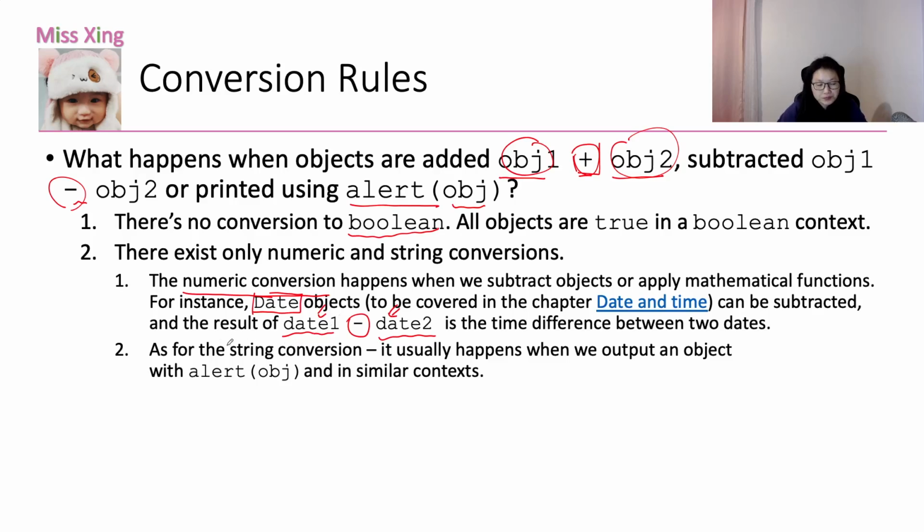The other conversion listed here is called a string conversion. This happens in contexts like alert. When we do alert, it will convert whatever is inside into a string, so in this case it converts the object into a string. In other similar contexts, suppose we use an object as a key of another object, as a property. In that case, it will also convert the object to a string. We will see this example in the future slides.